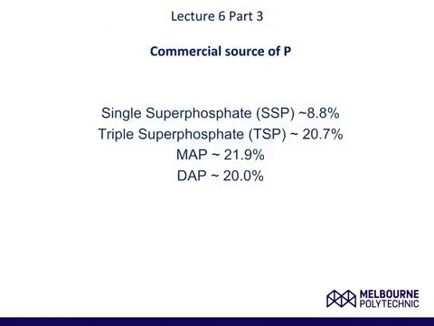Commercial sources of phosphorus are single superphosphate, SSP, which contains about 8.8%, triple superphosphate, TSP, which contains about 20.7% phosphorus, MAP, which typically contains 21.9% phosphorus, and DAP, which contains 20% phosphorus. However, you need to check with the manufacturer for the exact composition of your nutrient fertilizer.